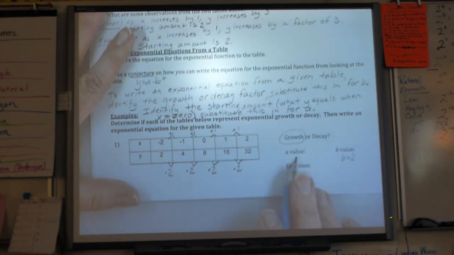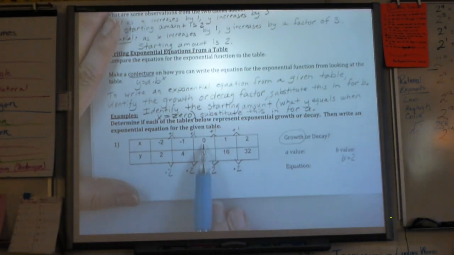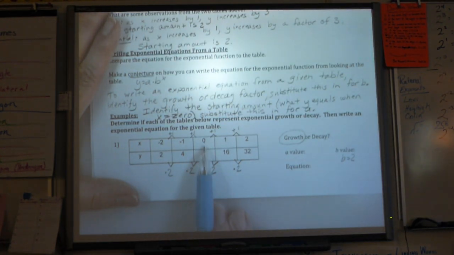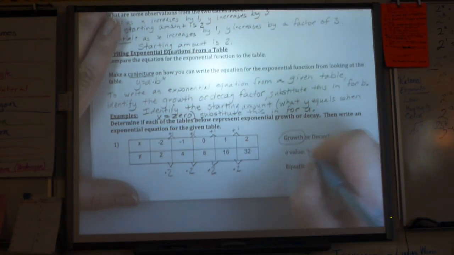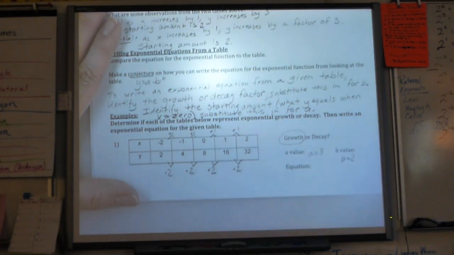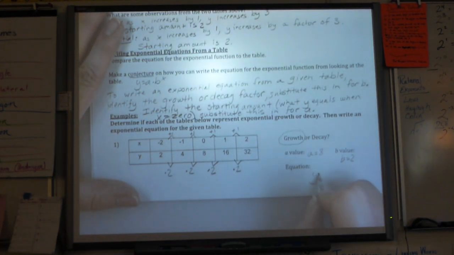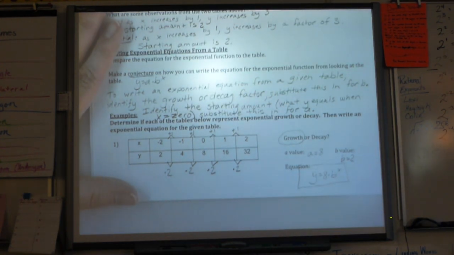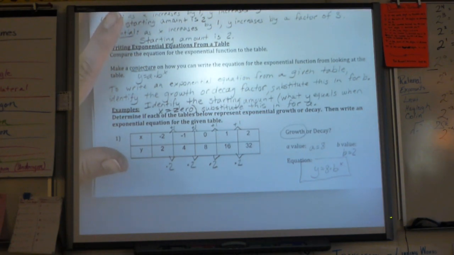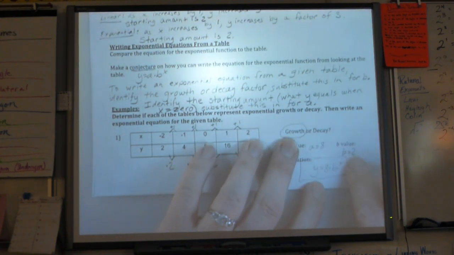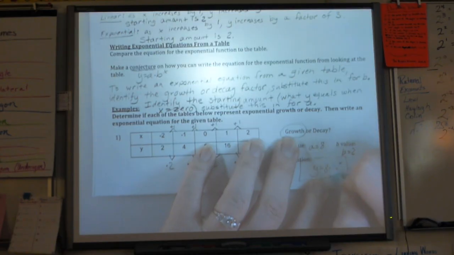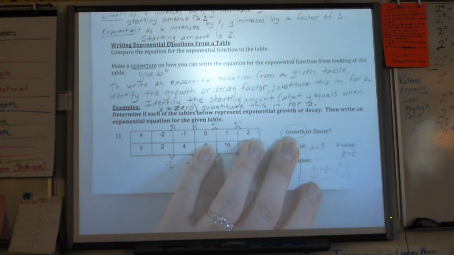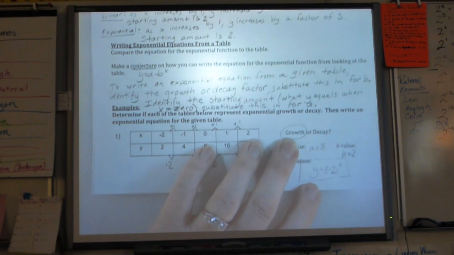And then our a value, that's our starting amount. Here's our starting amount. X is 0. What's y? 8. So a equals 8. So to write the exponential function, it's simply y equals 8 times b to the x power. Or that's the exponential equation. Wouldn't it be 2 to the x power? Yes, thank you. We need to put that 2 in there. Sorry about that. 8 times 2 to the x. Good job.